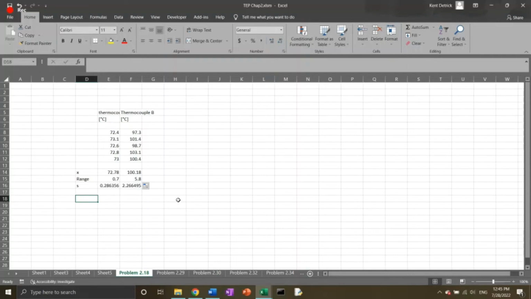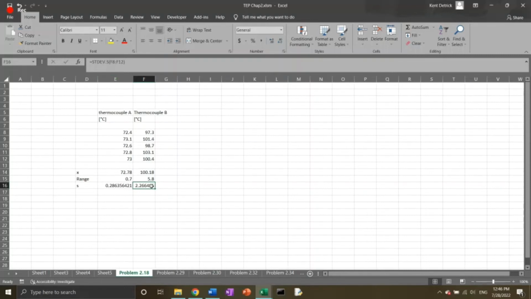Part B, which thermocouple readings exhibit the higher degree of scatter? Okay, well, we can just look at the statistics we just calculated. The standard deviation gives us a measurement of the scatter in a sample. So the higher the standard deviation, the higher the scatter. You can see that the scatter in thermocouple B is about 10 times that of thermocouple A. So thermocouple B has much higher scatter.